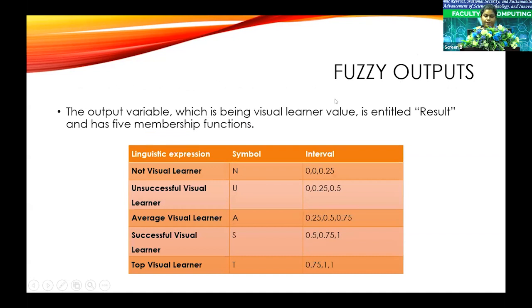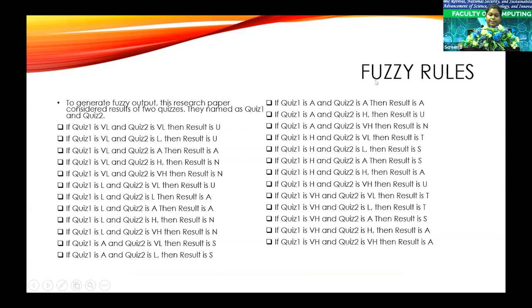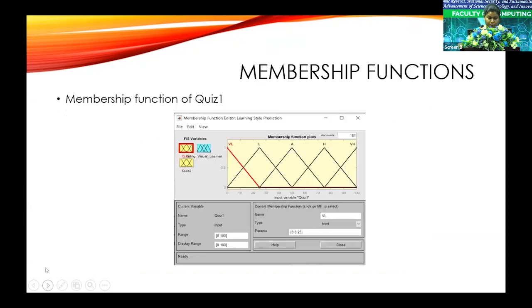Fuzzy outputs. The fuzzy output is the being a visual learner. So there are five membership functions in the fuzzy output: not a visual learner, unsuccessful visual learner, average visual learner, successful visual learner, and top visual learner. Here are the fuzzy rules which are considered in the fuzzy inference engine. For the fuzzy inference engine, we are going to take into consideration each rule in the fuzzy rule base. To generate the fuzzy output, this research paper considered the results of two quizzes, named quiz one and quiz two.